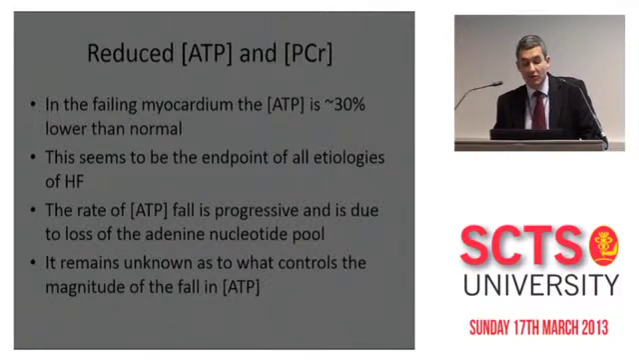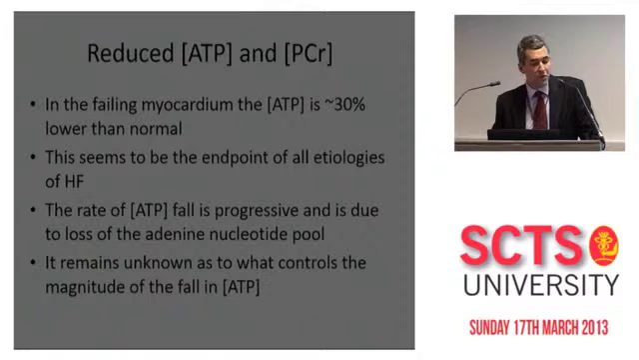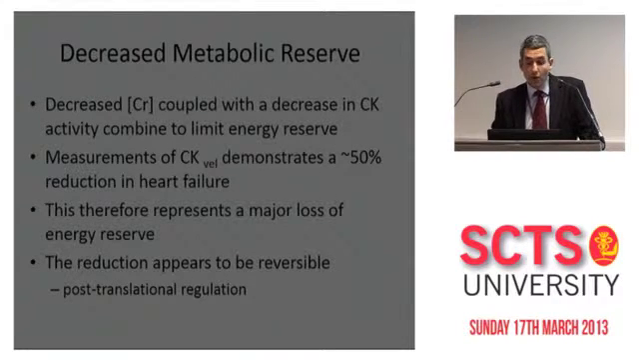And the rate of ATP fall is progressive, and it's in part due to loss of the adenine nucleotide pool, but there's still a lot of speculation as to what controls the magnitude of this fall in ATP concentration. We also have a degree of decrease in metabolic reserve.